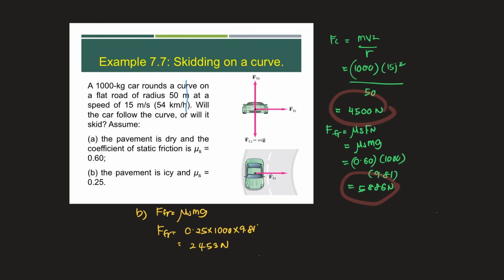And you can see from this answer that for question B, the static frictional force is not enough because it's lower than the centripetal force. Therefore, for question B, the car will skid. That's how you solve the questions if the question asks you to find whether the car will follow the curve or skid.